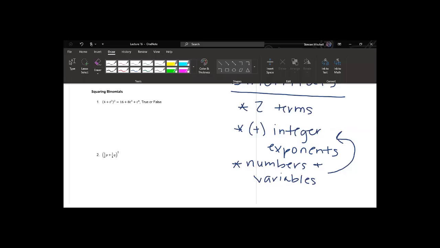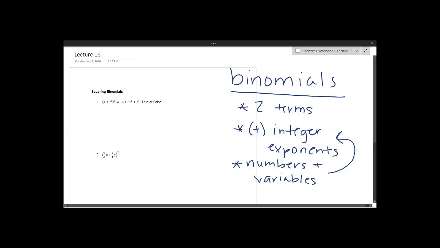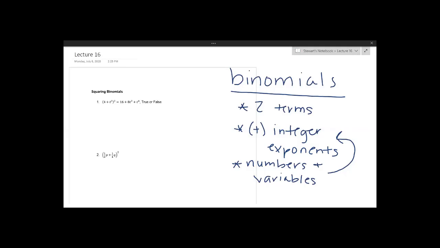So when you see something like squaring a binomial, we have the quantity 4 plus t squared, squared, is equal to 16 plus 8t squared plus t to the 4th. True or false? Okay, so in order to evaluate that, we're going to apply the FOIL method, because when we see that this quantity 4 plus t squared is being squared, what that really says is that we're multiplying it by itself. So we're going to have 4 plus t squared times 4 plus t squared.